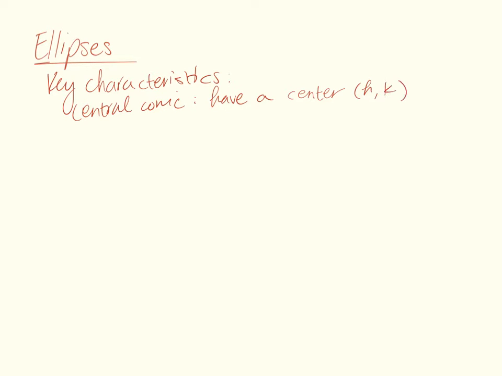Okay? They also have foci. The difference between an ellipse and a parabola is that a parabola has a singular focus, whereas an ellipse has two foci that are always inside the ellipse itself. They're never on the outside of the ellipse. So if they are, you did something wrong. All right, and then we have two possible equations.